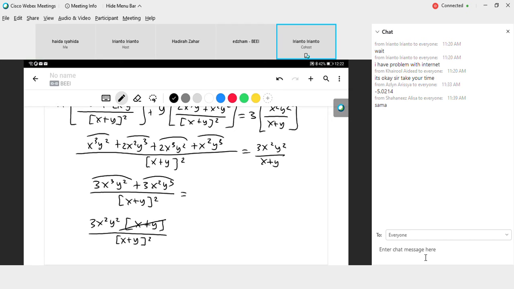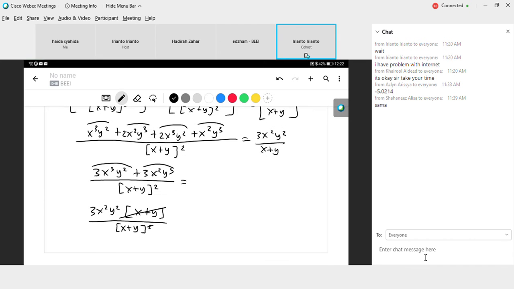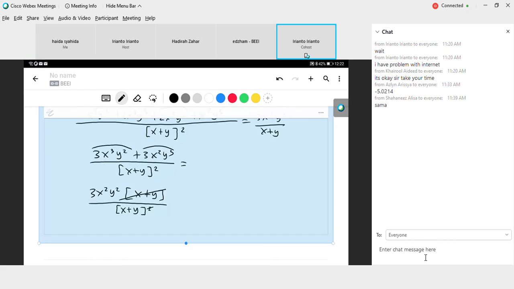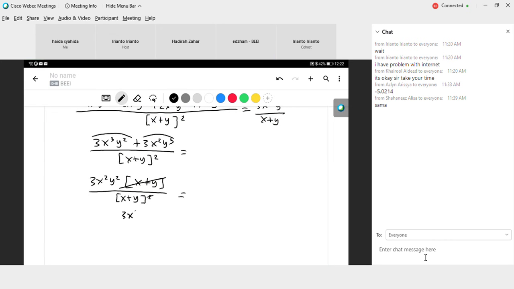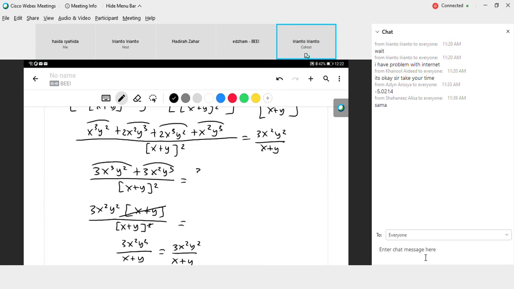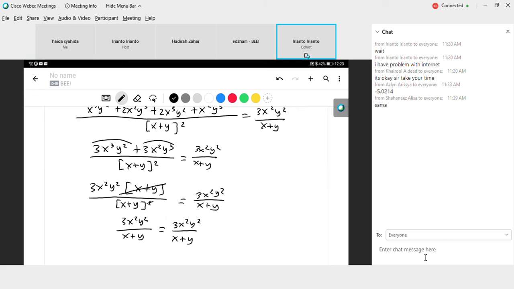I can cancel x plus y with this. So it will leave me only with 3x squared y squared over x plus y, which is exactly the same as this: 3x squared y squared over x plus y. This is what we do.